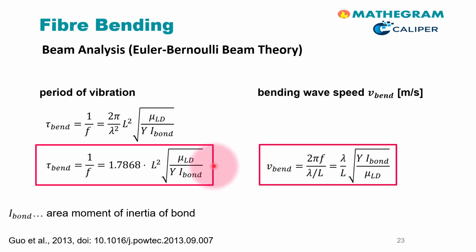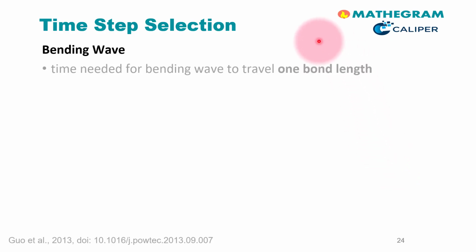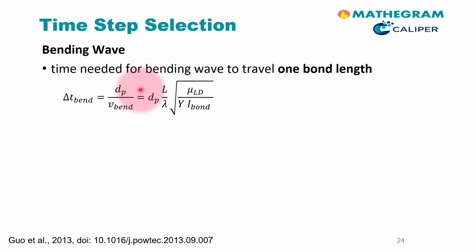On the right hand side we now see the expression for the bending wave speed. Again, you see the mass per unit length and the stiffness matter. We can now make the final decisive step in our analysis. We consider the time needed for the bending wave to travel exactly one bond length. This length is our primary particle diameter dp. If we do this, we arrive at this simple expression.